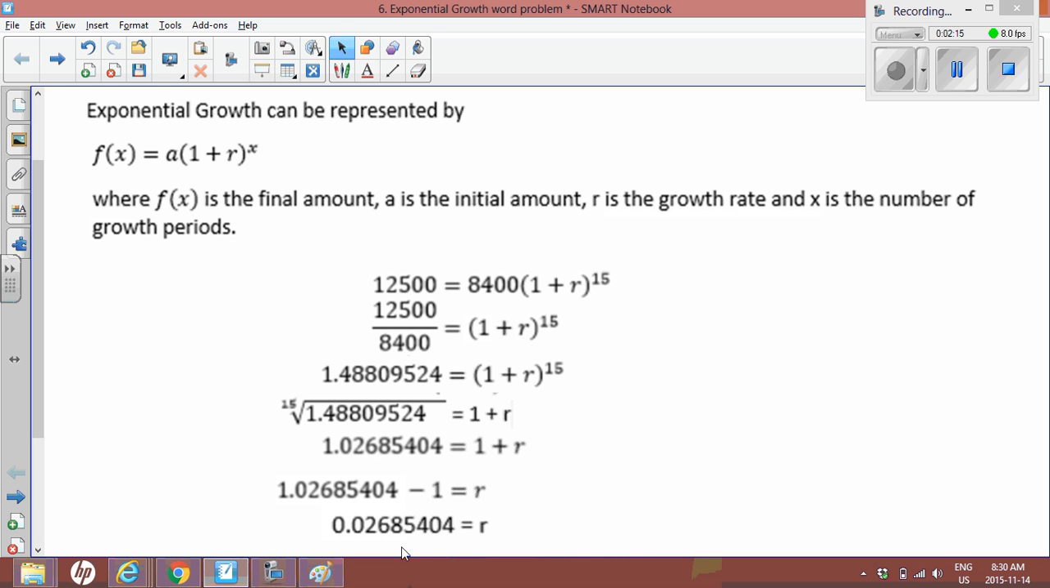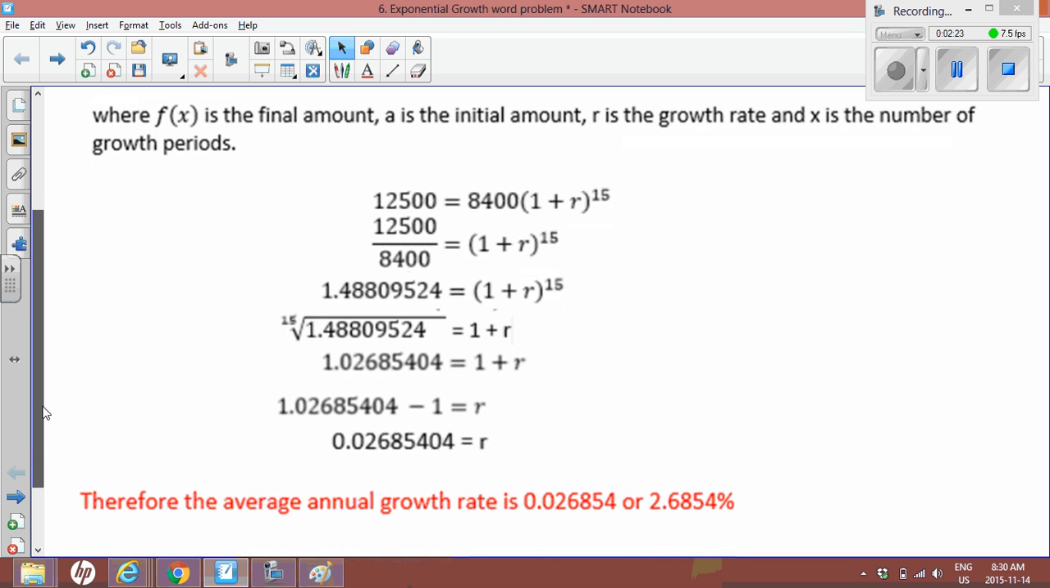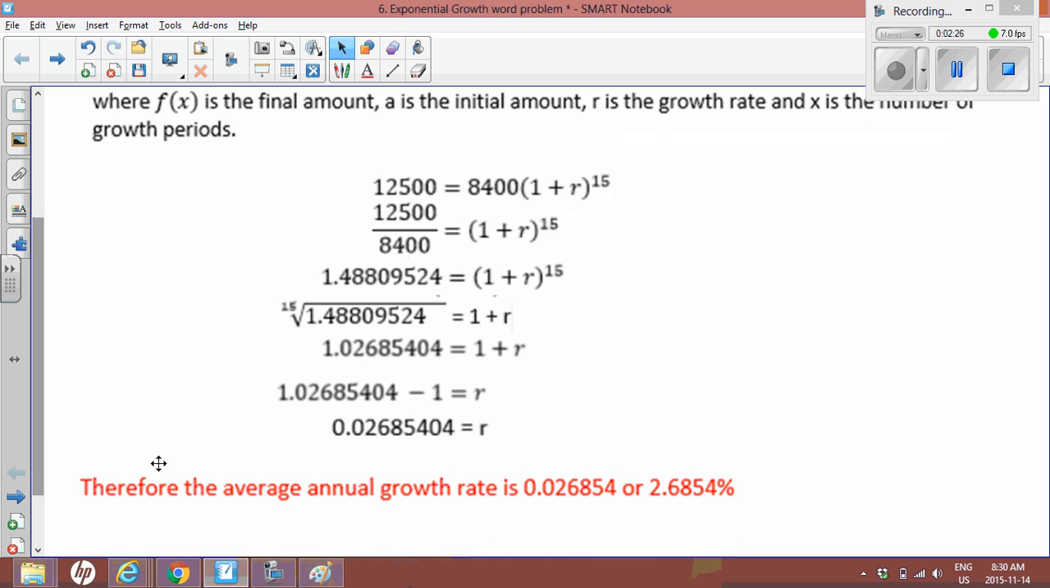Then we're still trying to isolate r, so we're going to subtract 1 on this side. And then we end up with our r, 0.02685404, which is the decimal value.